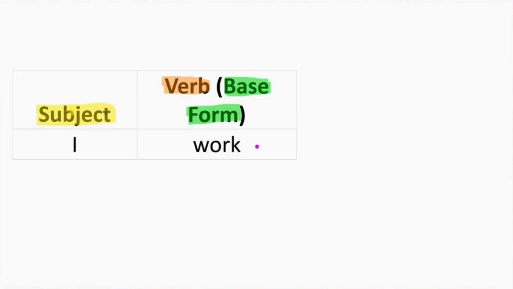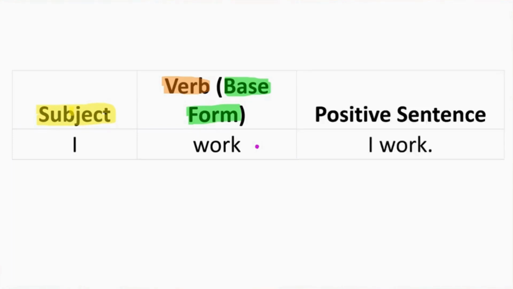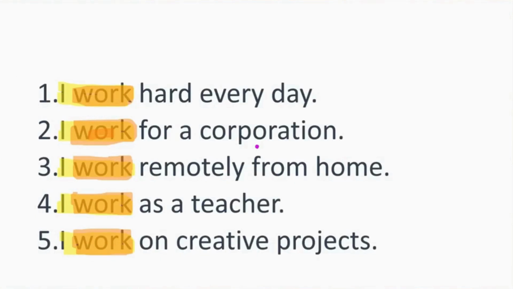If we use the subject I and the base form of the verb is work, we form a positive sentence. I work. Period. It's a positive sentence. It's a complete sentence. You can make longer sentences like I work hard every day. I work for a corporation. I work remotely from home. I work as a teacher. I work on creative projects. But in all sentences, there is a subject I and base form of the verb work.